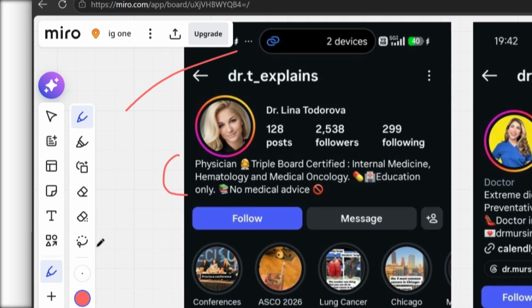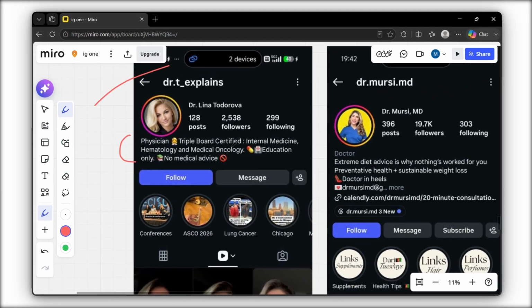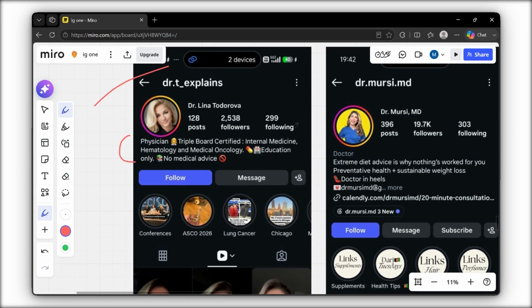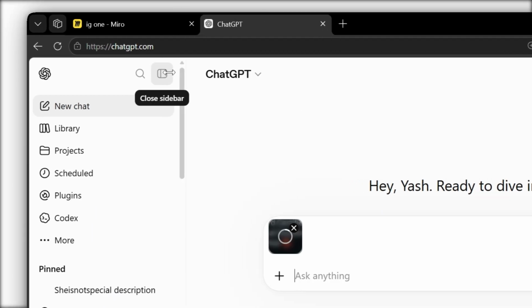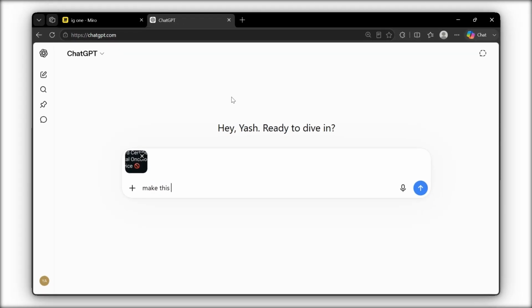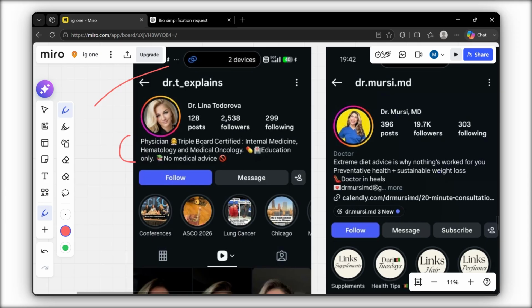bio, right? There is no clear bio of what they are giving, like physician, triple board certified, internal medicine. This can be much better, if I can just copy this and go to ChatGPT, right? This is very simple, you just have to keep a simple bio, right? Make this bio simple with emoji, right? So people can understand it better, because first thing they look at is the bio, like what they are providing, right?